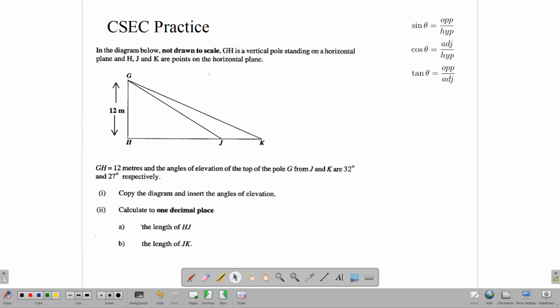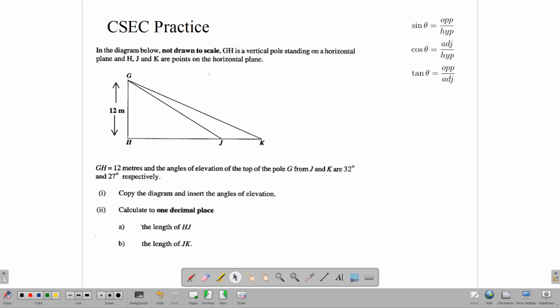And we have some numbers. As we said, we have GH is 12, and now we have the angle of elevation of the top of the pole G from J and K are 32 and 27. Now the question is, where do you put these two numbers?